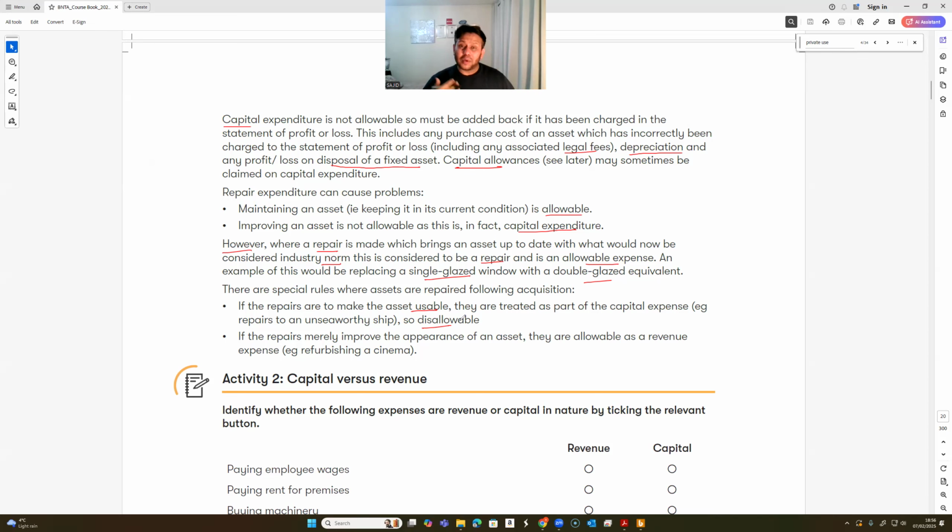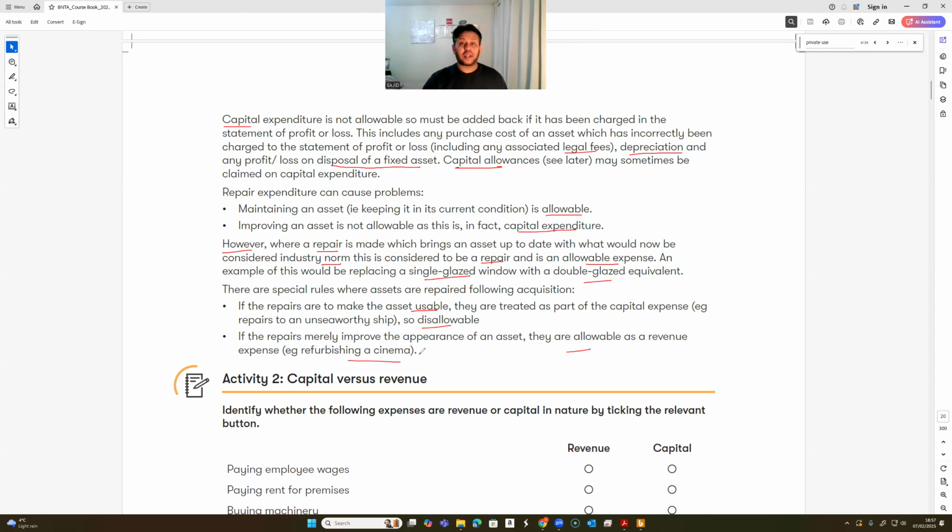Regular repair and maintenance is an allowable expenditure, but not when something is completely broken down and you want to do the repair so that you can use it again; that is not allowable. If the repair merely improves the appearance of an asset, it is allowable expenditure. For example, refurbishing a cinema. The cinema screen remains the same, but you repair the seats and do some painting. If this happens, it is allowable expenditure.